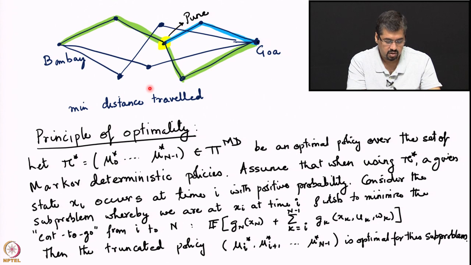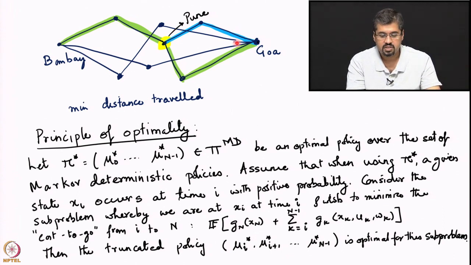The intervening node Pune here is this state xi that occurs at time i. So, all we are asking here is that Pune is actually on the shortest path, that is the claim here, that is what we are basically assuming. Now, the shortest path problem is actually a deterministic problem as I have posed here, but because the stochastic control problem is stochastic in nature, we also need to say that the intervening state occurs with positive probability. That is the stochastic equivalent of saying that Pune is on the shortest path, okay.